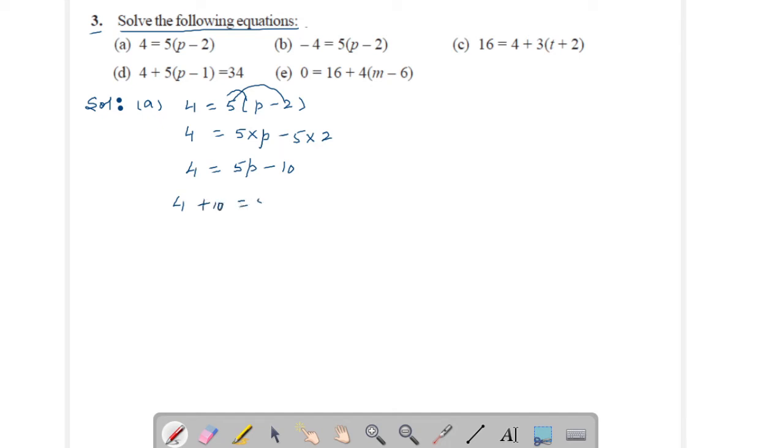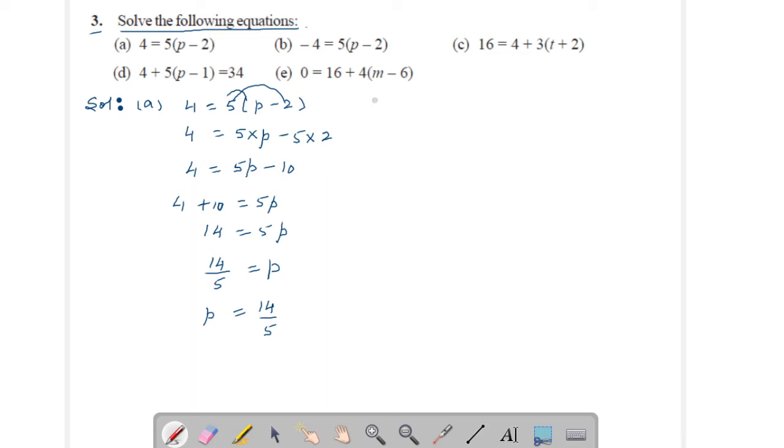equal to 5p, or 4 plus 10, it is 14 equal to 5p. Here transpose 5 to left hand side, it will be divided, that is 14 upon 5 equal to p. This can also be written as p equal to 14 upon 5. This is your answer. That is, this is your solution.